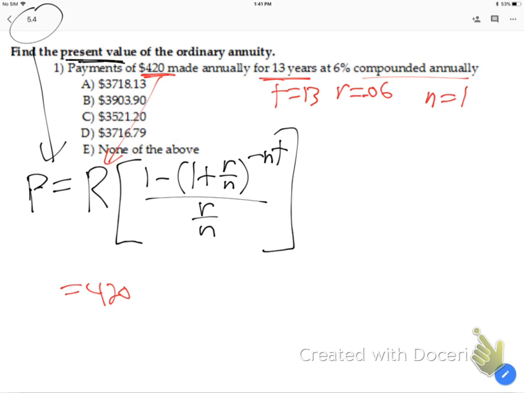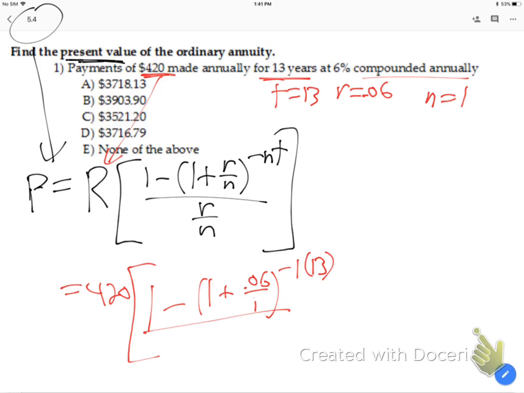So we get 420 times (1 minus (1 plus R, which is 0.06, over N, which is 1) to the minus N times T, which is 13) over R over N, 0.06 over 1. That's a 0.06 there, whoops. Is that okay? Get a little scribbly there. Can you read all that? This is a 13 up here, it's like a B. We good? So there it is.